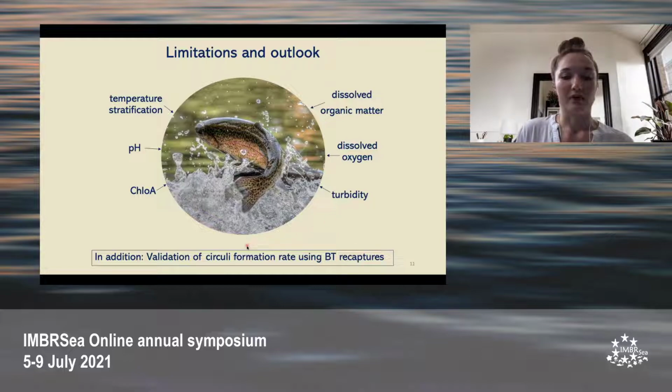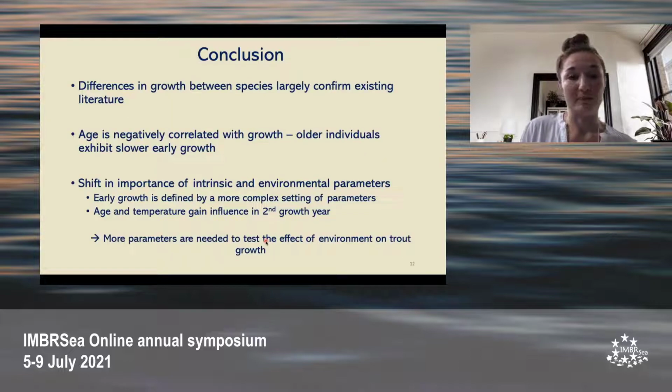And as well, I'm going to see how many circuli have actually been formed within a certain time frame using brown trout recaptures from 2019.